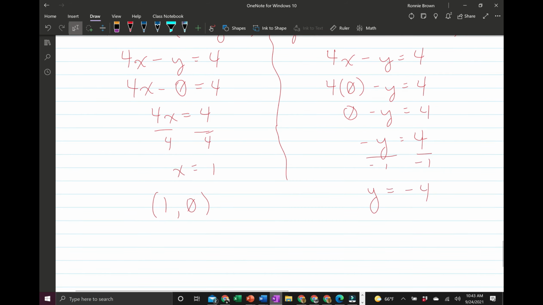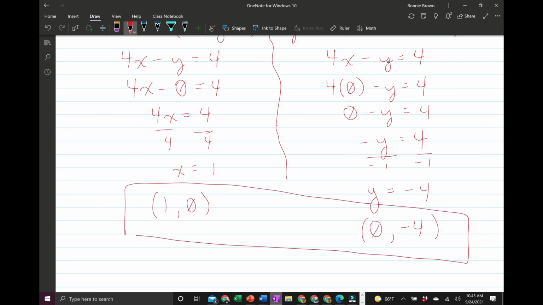So if that's the case, then our y-intercept is 0, -4. So these are our intercepts. This is the x-intercept and this is the y-intercept.